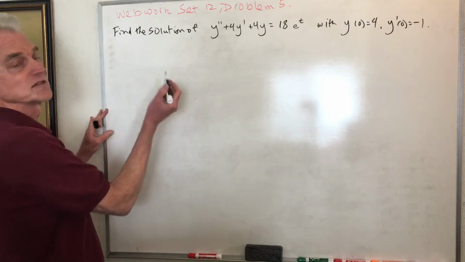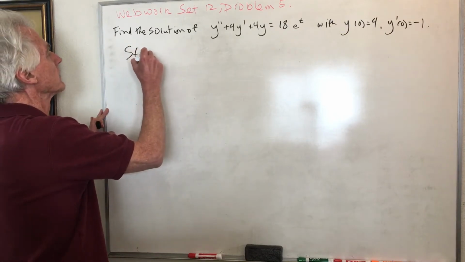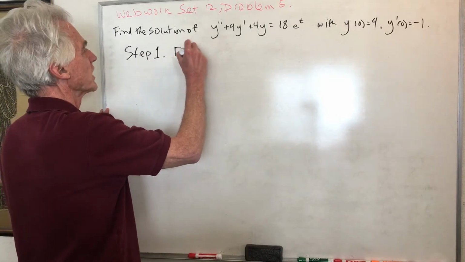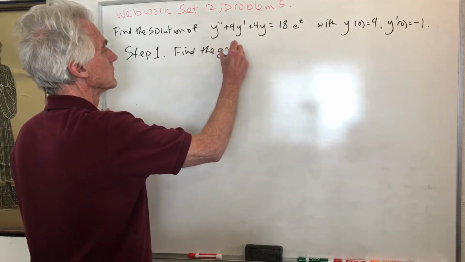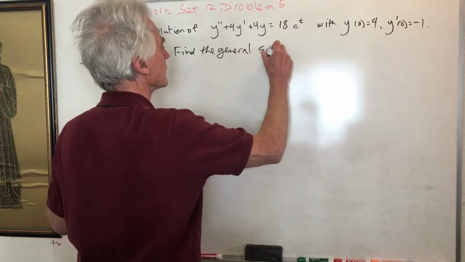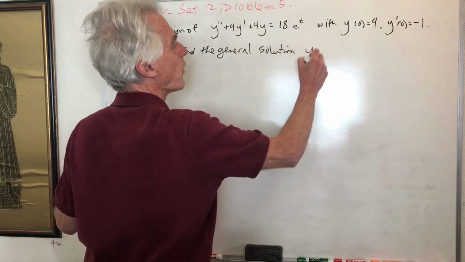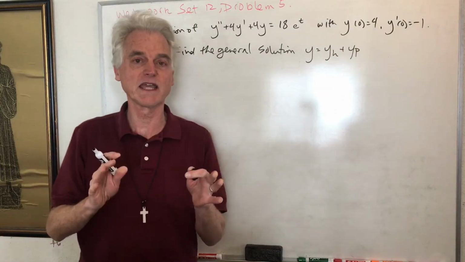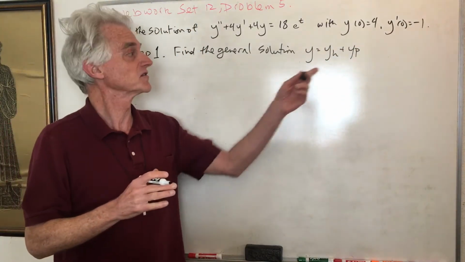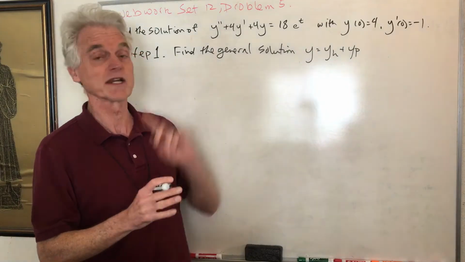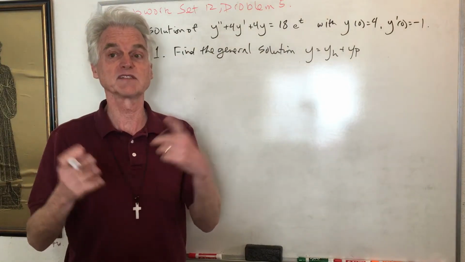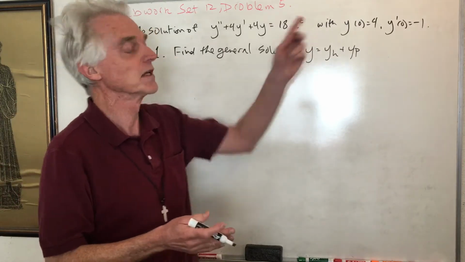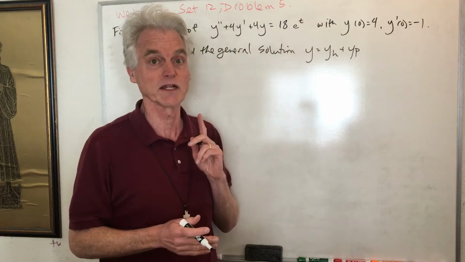All right, so step 1 of this three-step process is find the general solution, which is y equals yh plus yp, right? Remember, yh is a solution to the associated homogeneous equation when the right-hand side is 0, and yp is a particular solution, or just a solution, a measly solution, any old solution, to the non-homogeneous guy with the right-hand side non-zero.